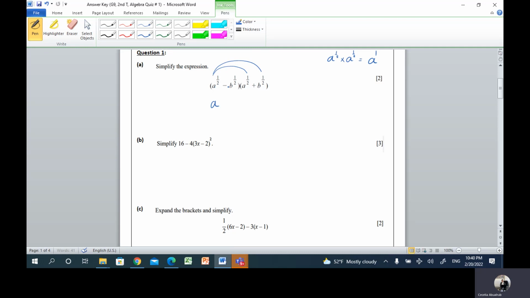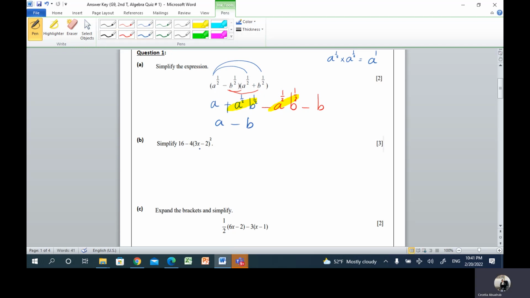Then a to the power of half times b to the power of half will be plus a to the power of half b to the power of half. And then we're going to take the second term and multiply it by each term in the second bracket. So minus b to the power of half times a to the power of half will be minus a to the power of half, b to the power of half, then minus b to the power of half times positive b will be minus b. Now the middle terms are going to cancel each other, so the final answer will be a minus b.